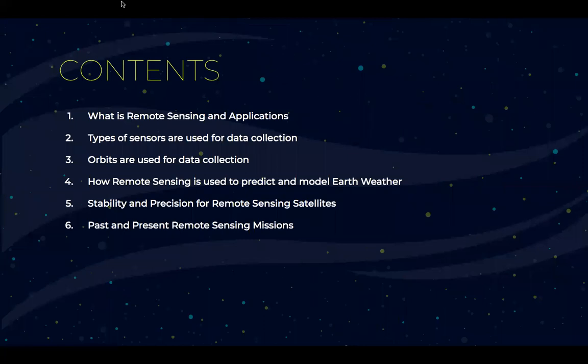In this video, we'll be discussing the definition of remote sensing, common types of sensors, as well as the orbits used for data collection. We'll also talk about how remote sensing is used to model Earth's weather patterns, the stability and precision of sensors in terms of attitude, as well as past and present missions that utilize this type of technique.